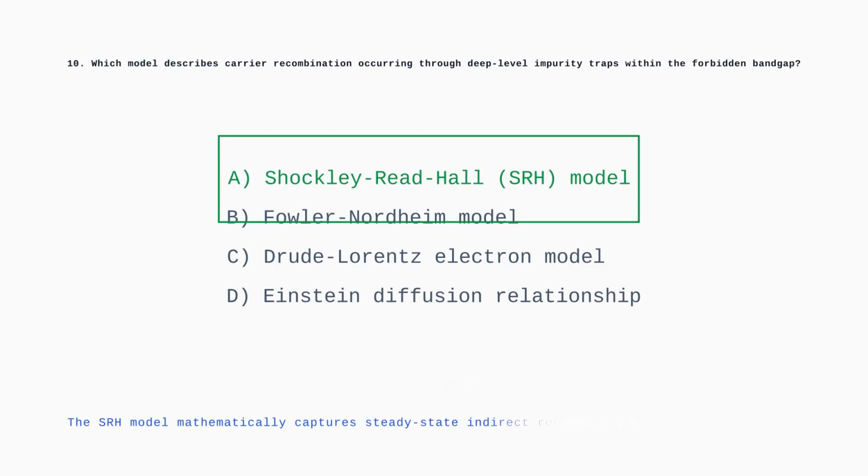The Shockley-Read-Hall model explains how crystal defects and intentional deep-level impurities act as stepping stones, speeding up non-radiative carrier recombination.